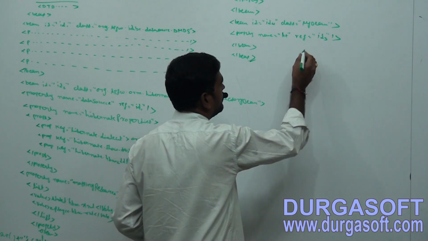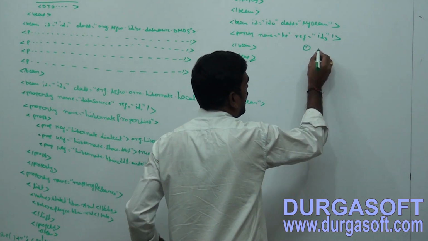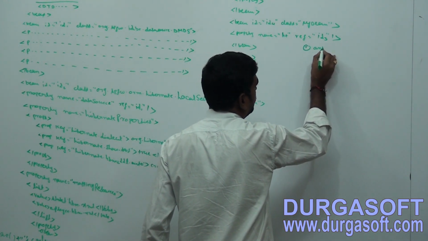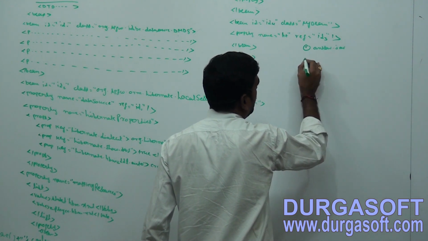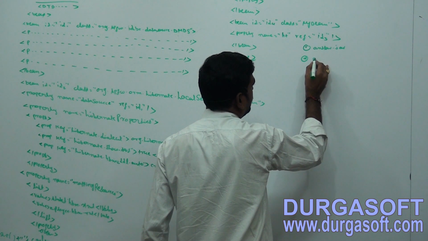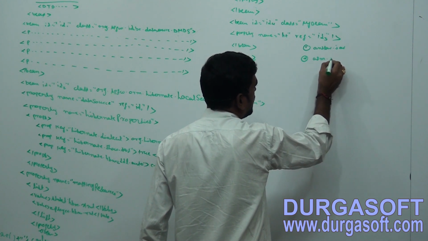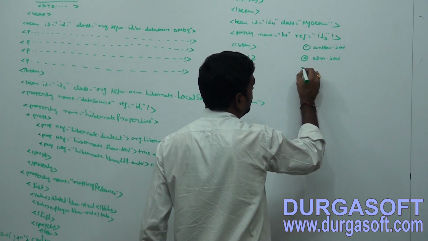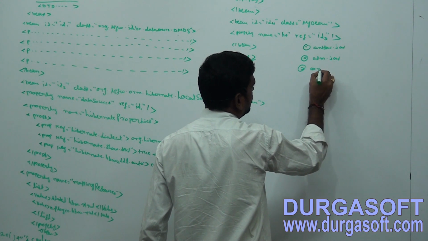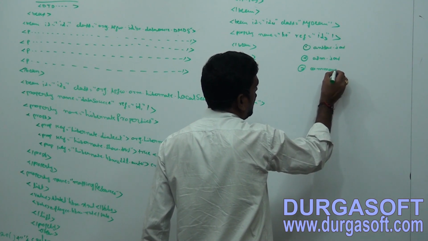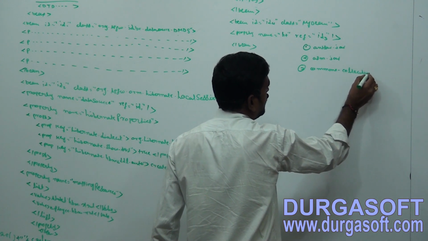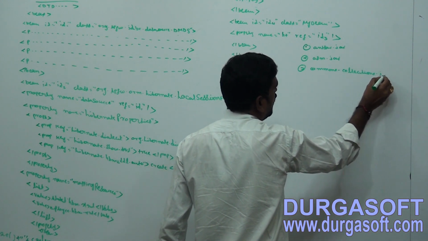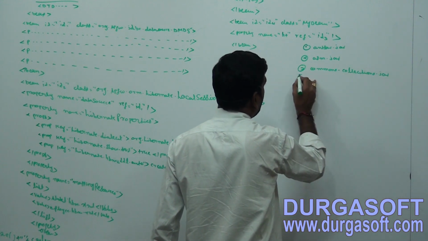Number one, antlr.jar. Number two, asm.jar. Number three, commons-collections.jar. Number four, commons-logging.jar.